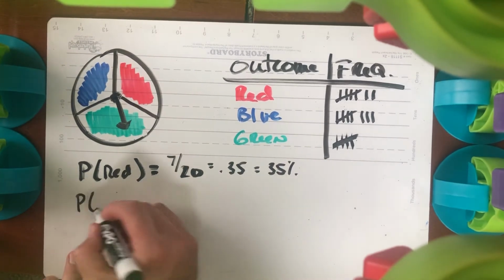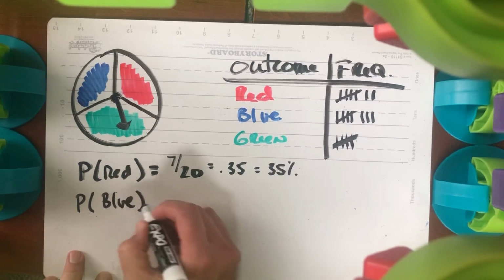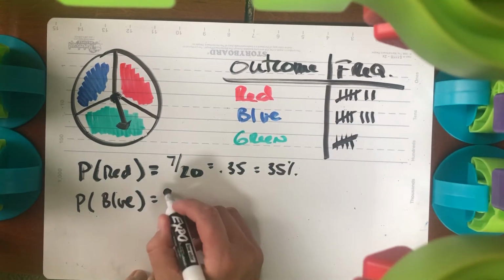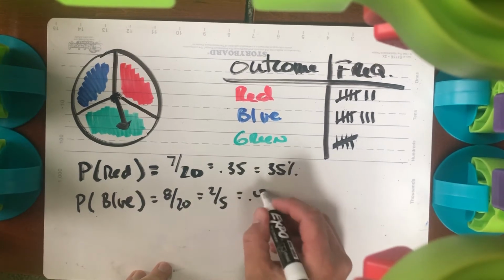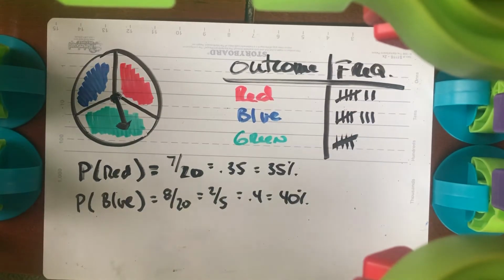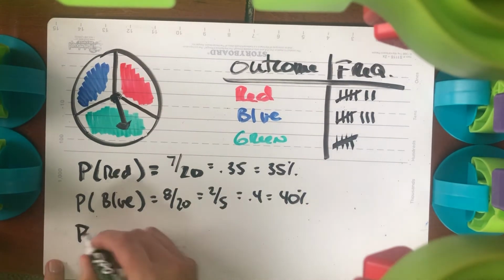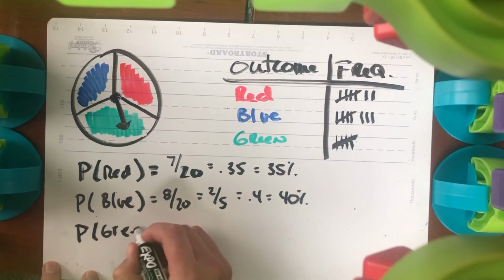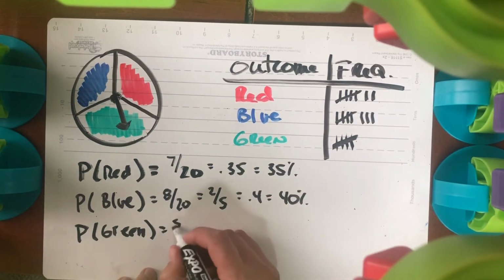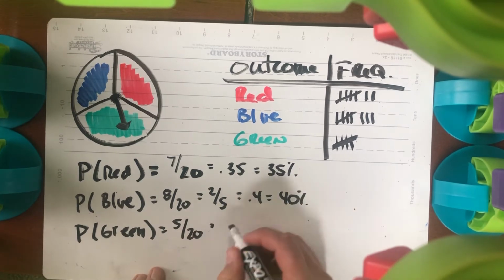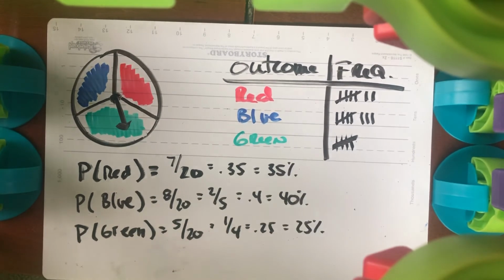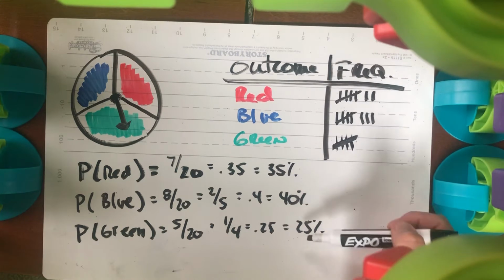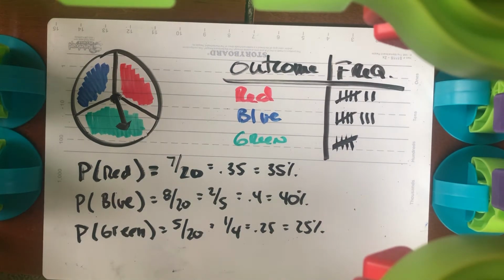What's the probability that the spinner landed on blue? Well, in this experiment, it happened 8 times out of 20. That can be reduced to 2/5, which is 0.4, or 40% of the time we got blue. What's the probability that it lands on green in this experiment? In this experiment, it only happened 5 times out of the 20 spins, which can be reduced to 1/4, or 0.25, or 25%. Now, because we had 20 trials, these numbers should add up to make 100%, because 100% of the time we got something, either red, blue, or green, and that is in fact the case.